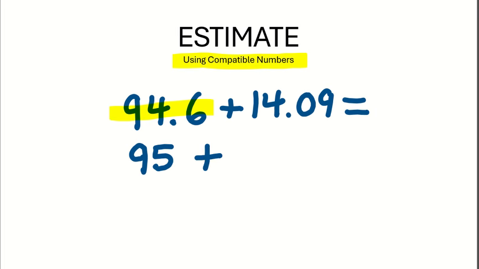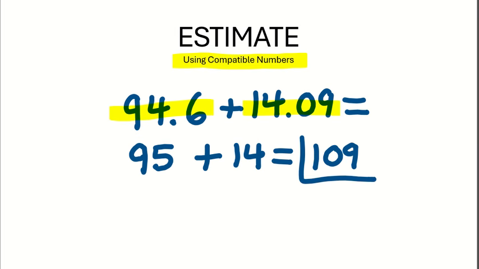And then I look at the next number and I ask myself, is $14.09 closer to $14 or is it closer to $15? And of course, we know that it's closer to $14. And now this is a lot easier to do in my brain because 95 plus 14 is going to be 109. So what that means is my final answer is going to be very close to 109.